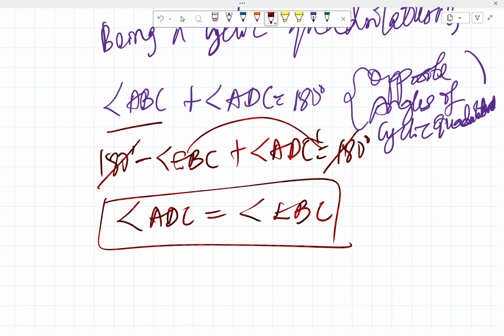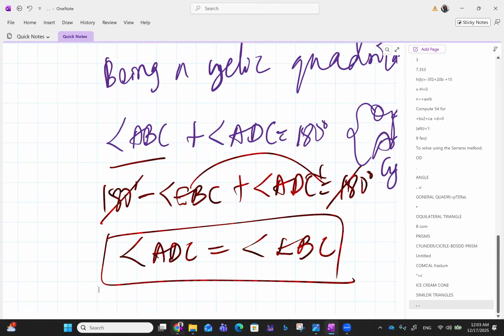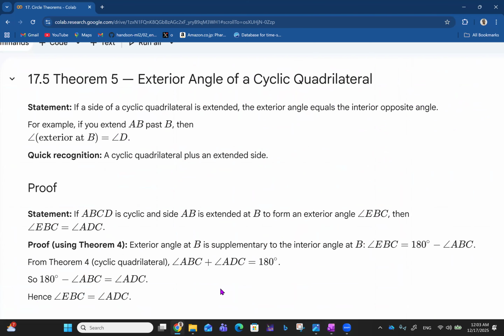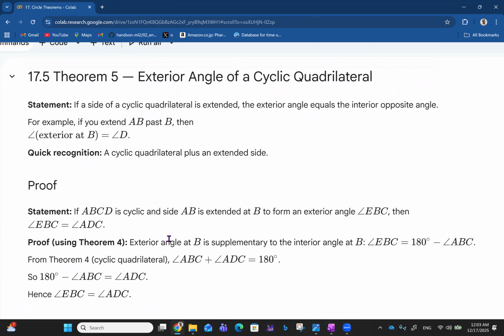You can prove it in different ways, but you can always find a way to prove. It's very easy to work with. So that's what the proof looks like. The exterior angle at B is supplementary to the interior angle, so angle EBC is 180 minus angle ABC. From theorem 4, for a cyclic quadrilateral, angle ABC plus ADC is 180. So 180 minus angle ABC is ADC, and this is EBC. So EBC is ADC.